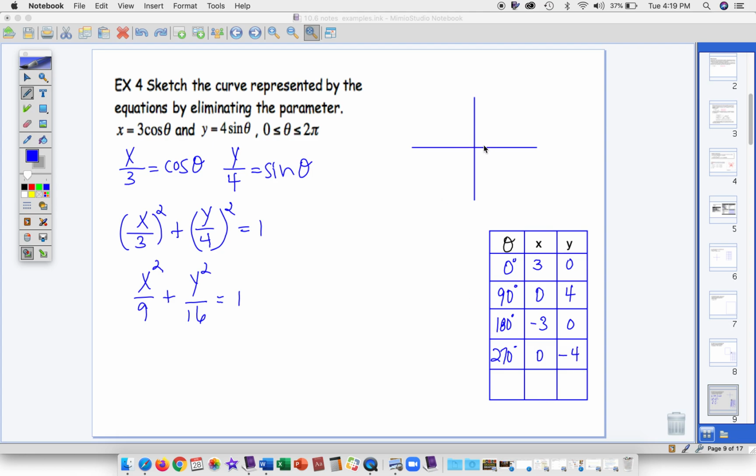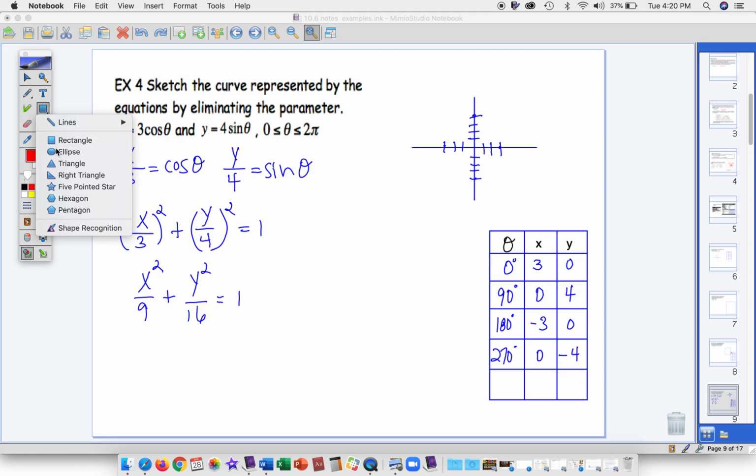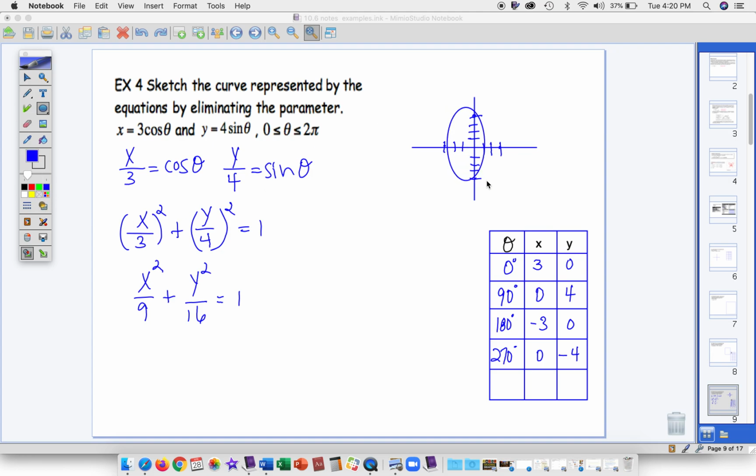So we can plot these points. 1, 2, 3, 4. 1, 2, 3. 1, 2, 3, 4. So if I sketch my ellipse, it's going to look something like this.